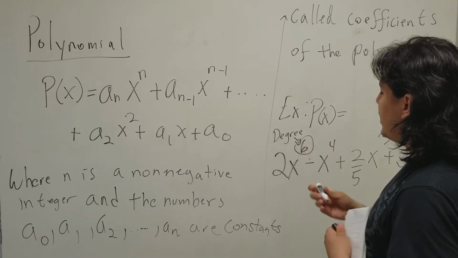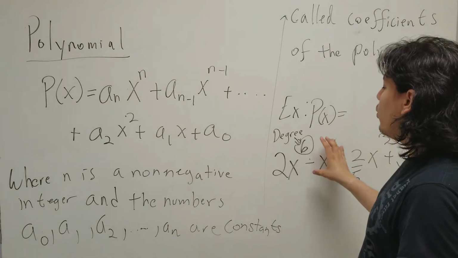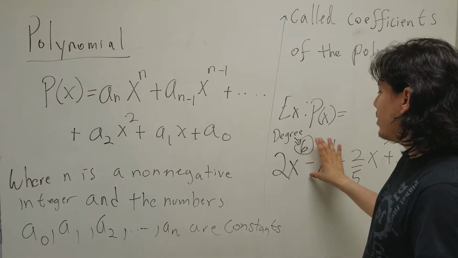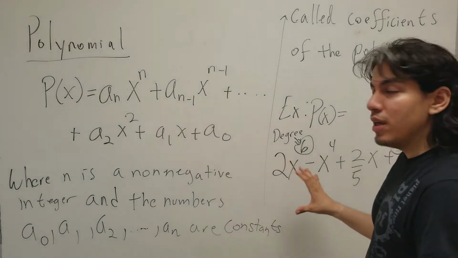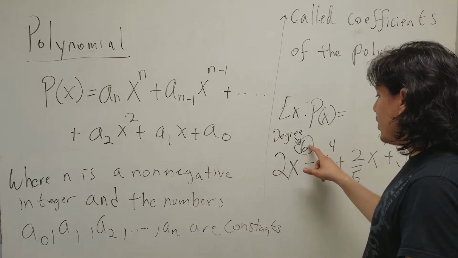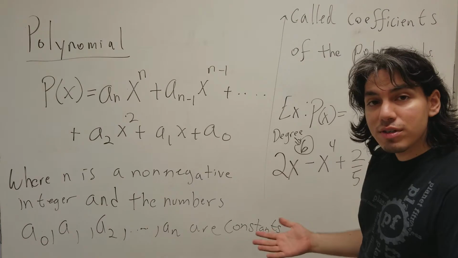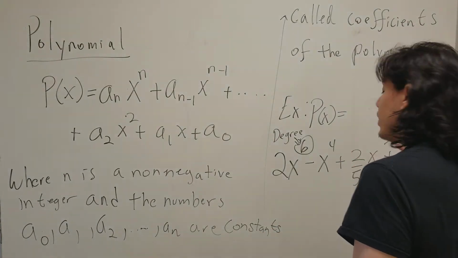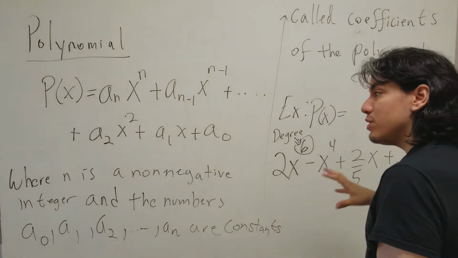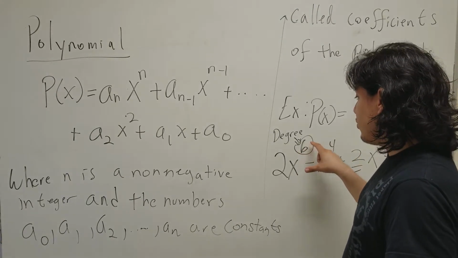So degree is the little number in the exponent right here. Only we talk about degrees when we're talking about polynomials. Any other time we're talking about the exponent, it's going to be about the exponent or maybe a power series or whatever have you. But it depends on the situation. So for this particular situation, we talk about the degree of a polynomial.